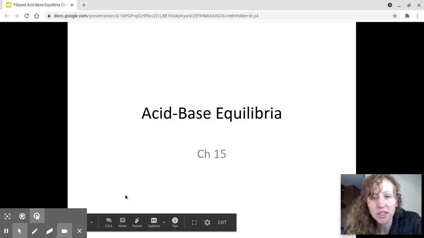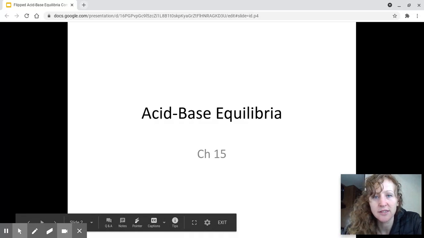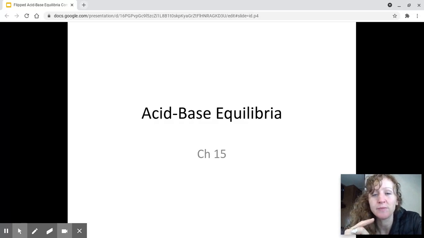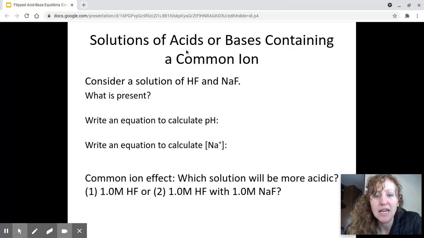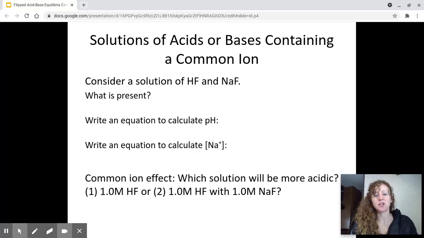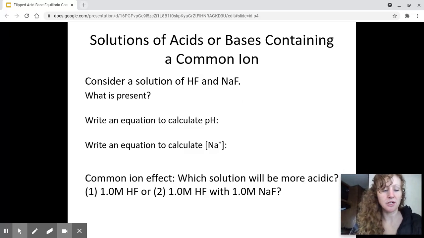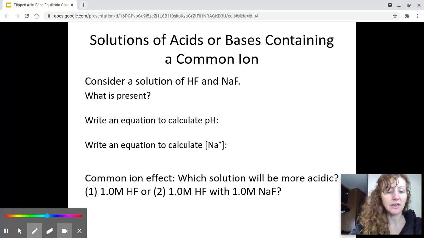So we're actually going to start this section off by talking about something that we touched briefly on in chapter 14. And it's what happens to equilibria if you have the same ion from two different sources. So this is called having a common ion. So for example, here's our situation. We have a solution of HF and NaF together.